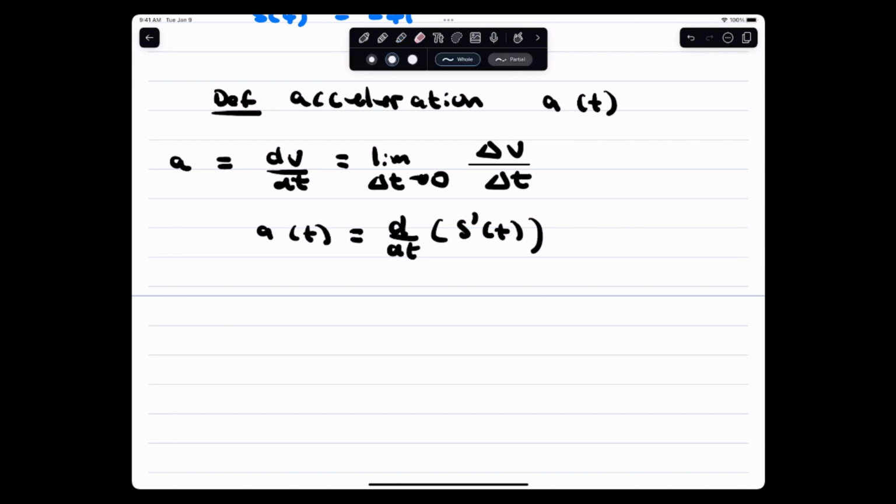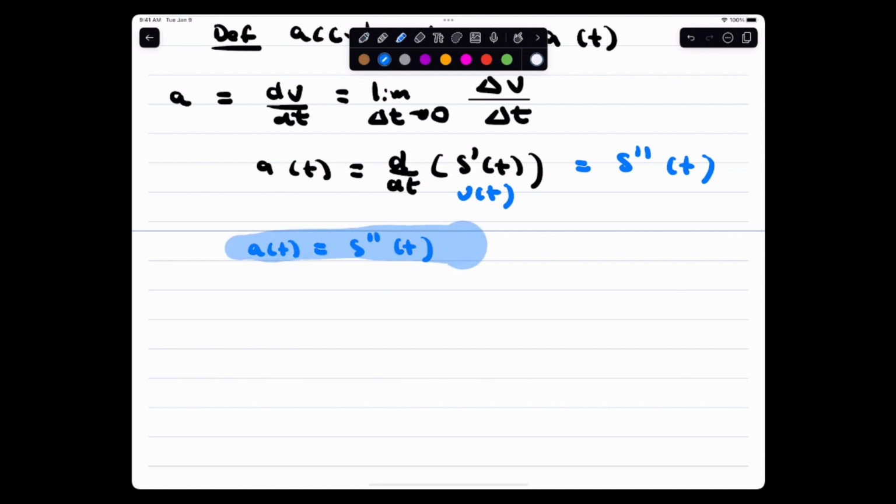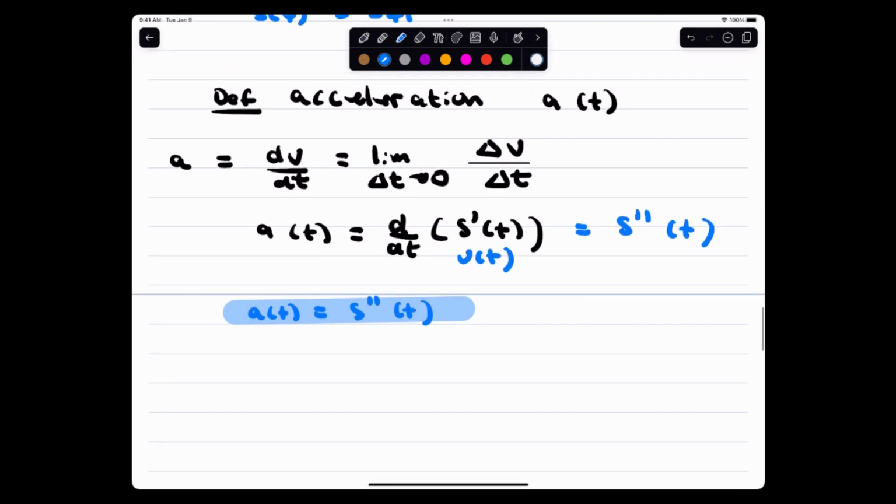Let me see if I can write it. I'm writing it. I want to be consistent, okay? And yes, you might say, hey, does that mean that this is really going to be what? The second derivative? The answer is yes. So in short, your acceleration is the second derivative. Okay, it's your acceleration function.